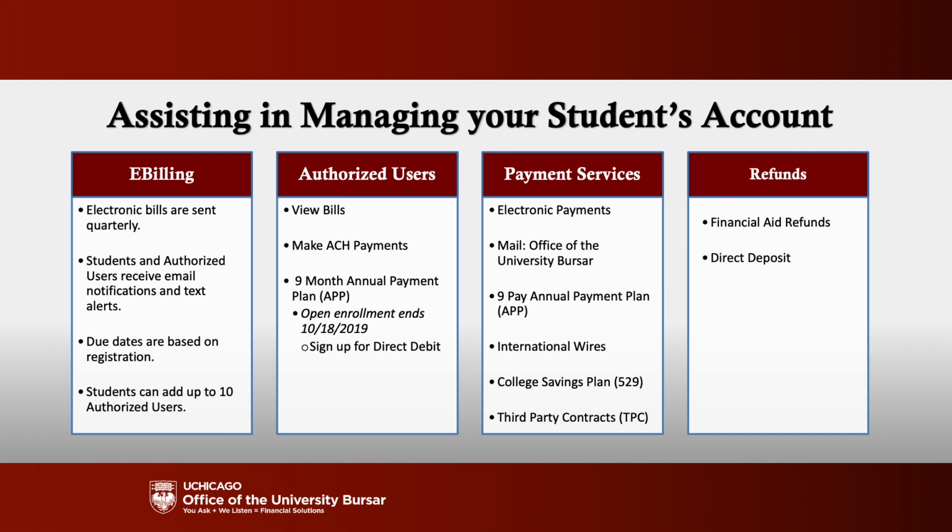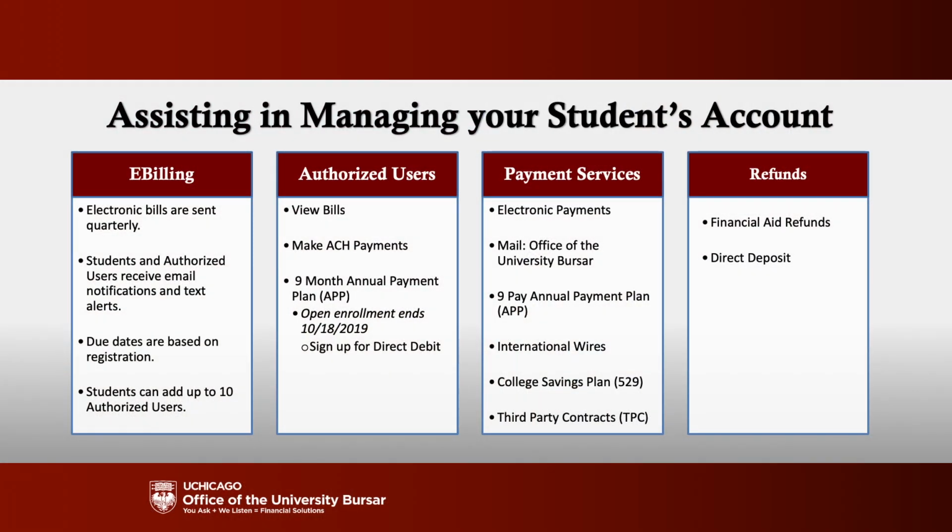The payment for the annual 9-payment plan is the first of each month. So if you enroll in a 9-pay plan, you have to pay a $75 enrollment fee and the first month's payment. And the next payment will be October 1st, and following that November, December, until the academic year is complete.